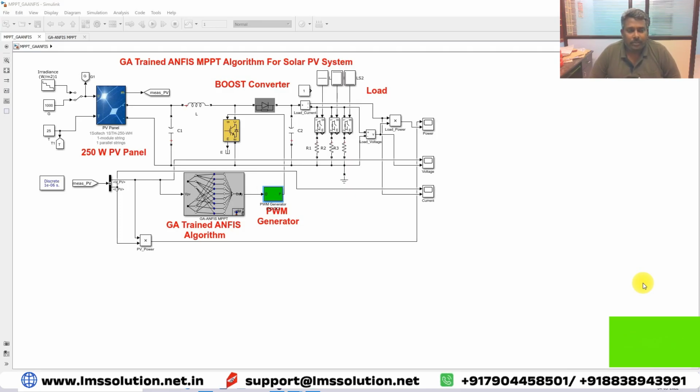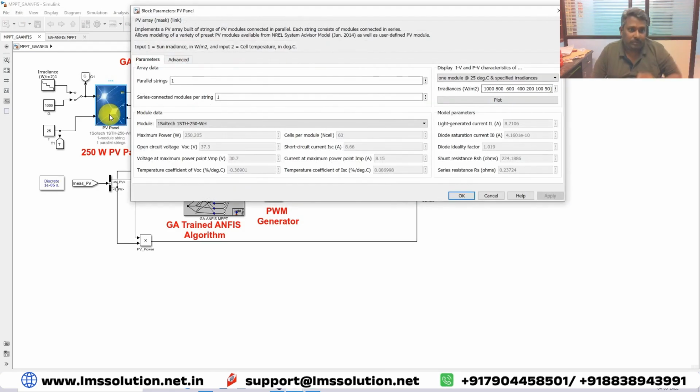Let's start with the implementation of genetic algorithm trained ANFIS MPPT for solar PV system. For that, you need to see the detail of the solar PV panel. This is the PV panel rating. The PV panel rating is around 250.2 watts, and then open circuit voltage is 37.3 volts, and then voltage at maximum power point is 30.7, and short circuit current is 8.66 amps.